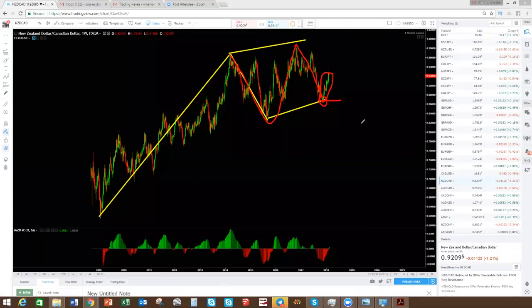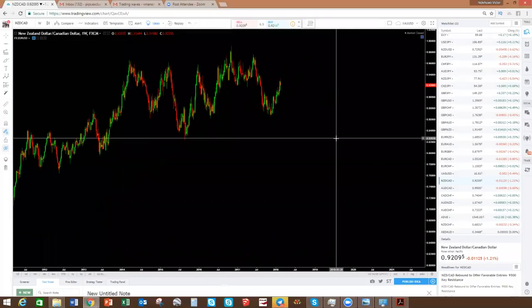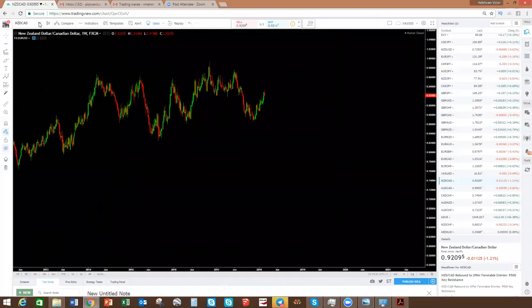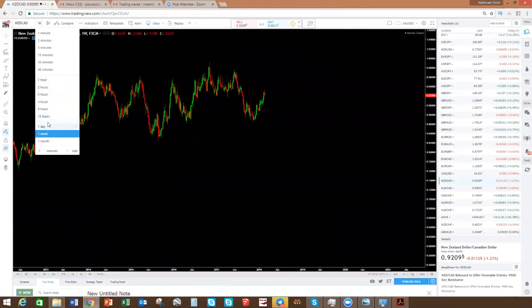So we've got this whole move. This move is not small. It starts from 86, and that's 92. That's over 600 pips now, because this is the weekly time frame. So what are we looking at here? If I just go to the daily, we're looking for a big correction.